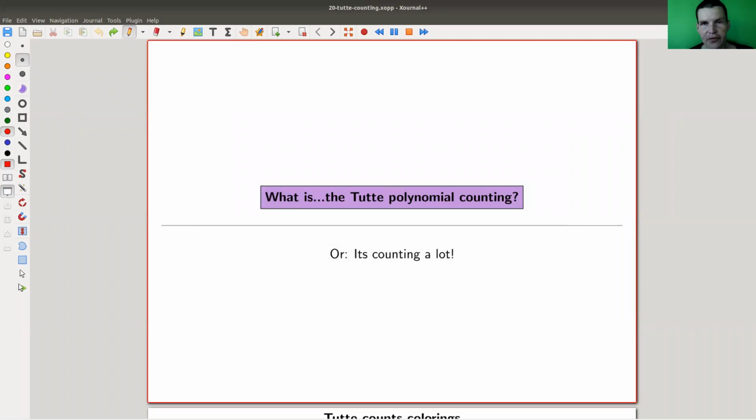Okay, welcome everyone to my continuation of what is algebraic graph theory. Today I would like to wrap up my story about graph polynomials by just summarizing what at least I know the Tutte polynomial is counting.